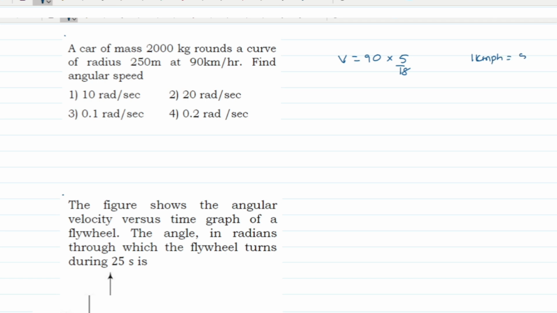It's a practical unit, students, you have to convert into SI units. Here 5 by 18 meter per second, 18 into 5 is 90, so 5 fives are 25 meter per second. So here we need to calculate the angular speed. Here v equals r omega. Then omega equals v by r, which is 25 by the r value. Radius is given as 250. 25 ones are 25, 25 tens are 250. So omega is nothing but 1 by 10, which is 0.1 radian per second. This is the omega value.